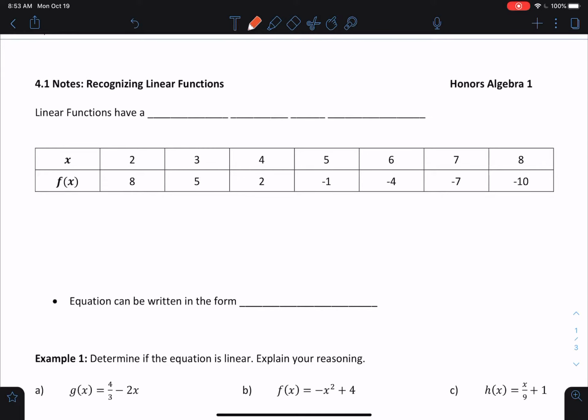Alrighty, everyone. So in this video, we are going to dive into recognizing linear functions. We just got out of our functions unit. Now we're going to focus solely on linear. You should remember that the parent function of linear functions is y equals x, or f of x equals x. So a function is linear if it has a constant rate of change.